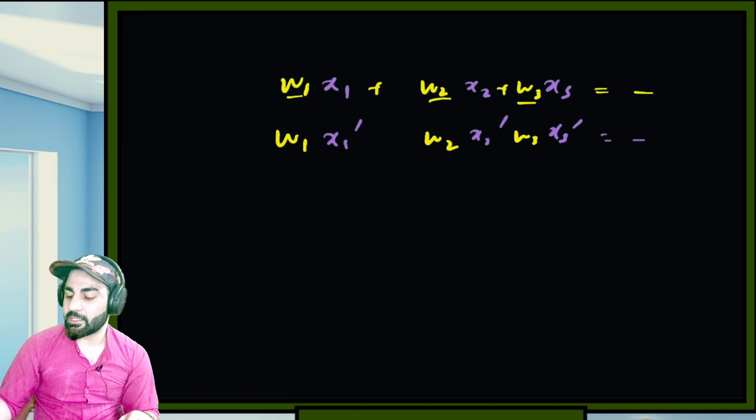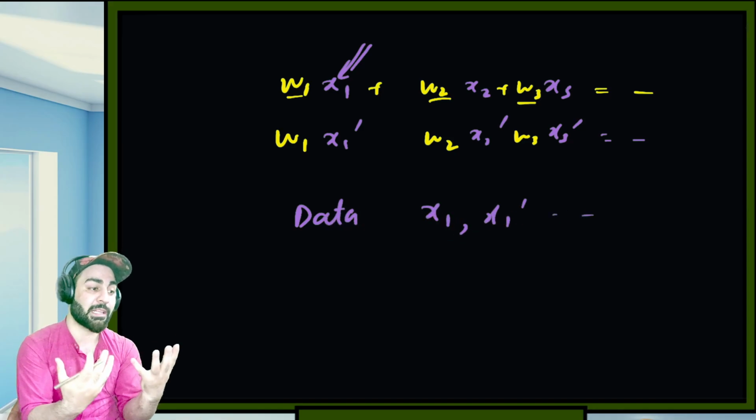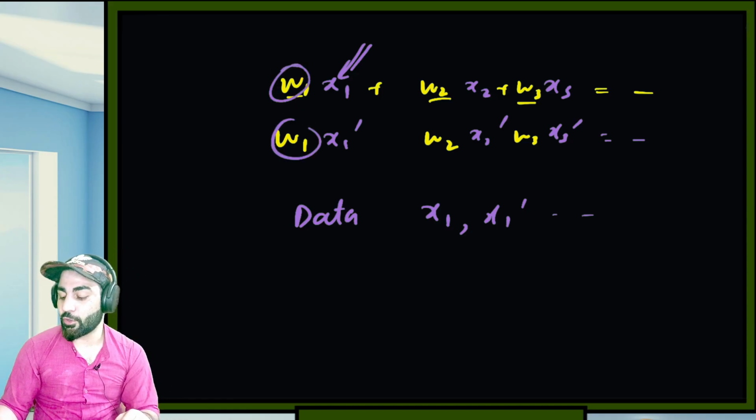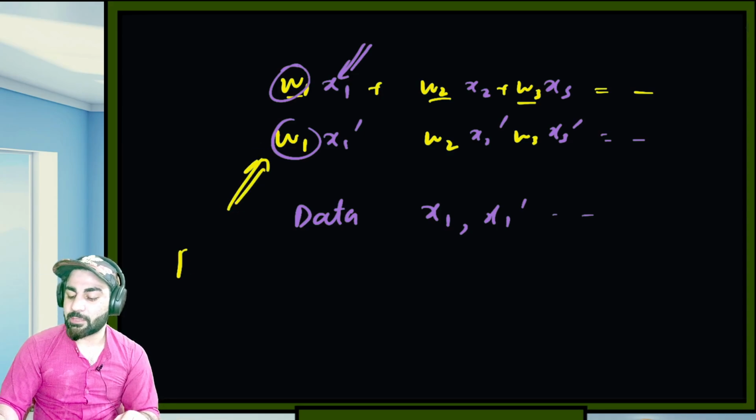Now you can see this. So this thing will be given to you. This will be our data. This x1 comma x1 dash, these things will be your data. So that's what is given to you. And these w1, w2 are the coefficients that you will have to find. These coefficients over here are called parameters. Parameters that you have to learn basically.